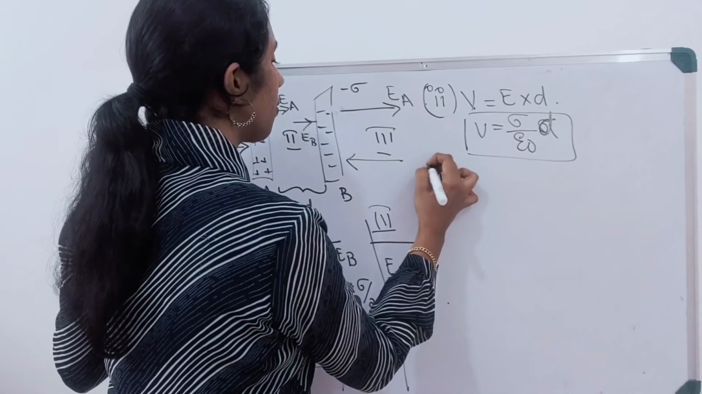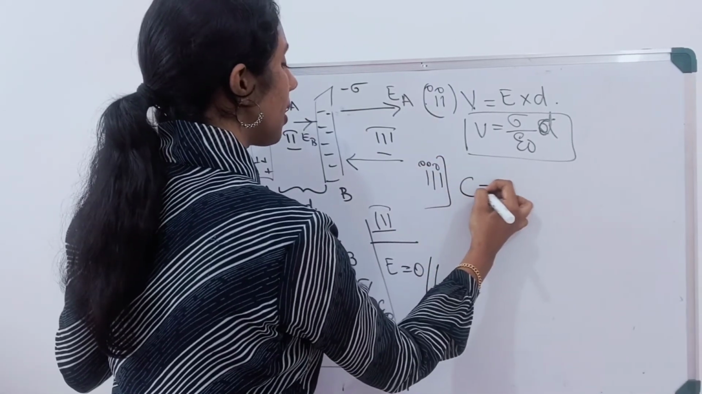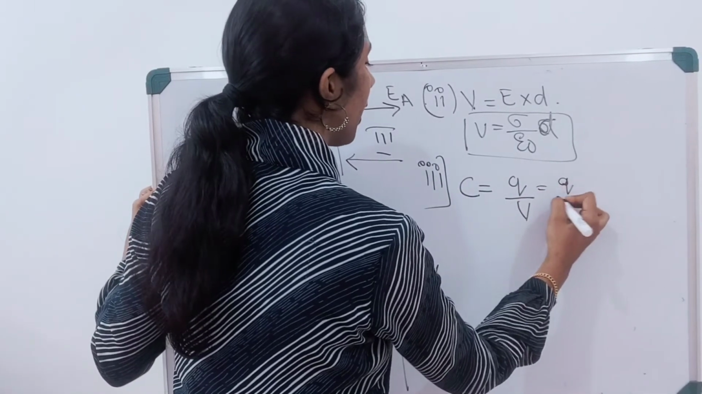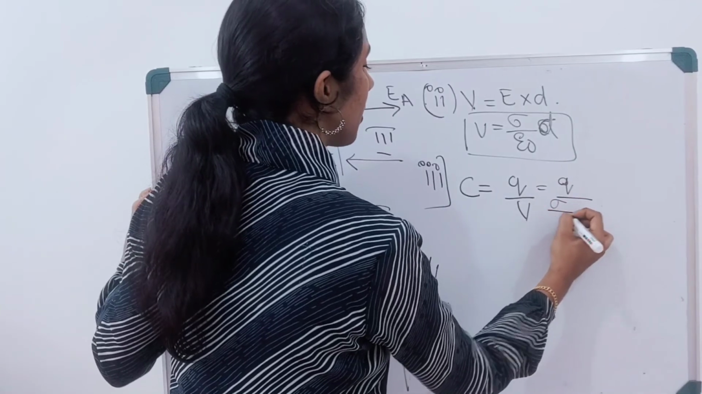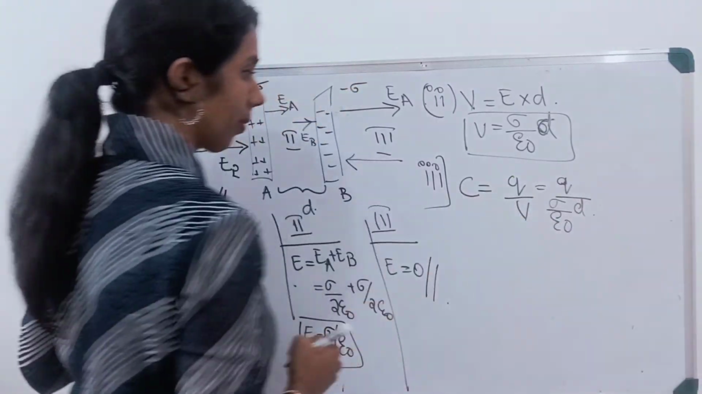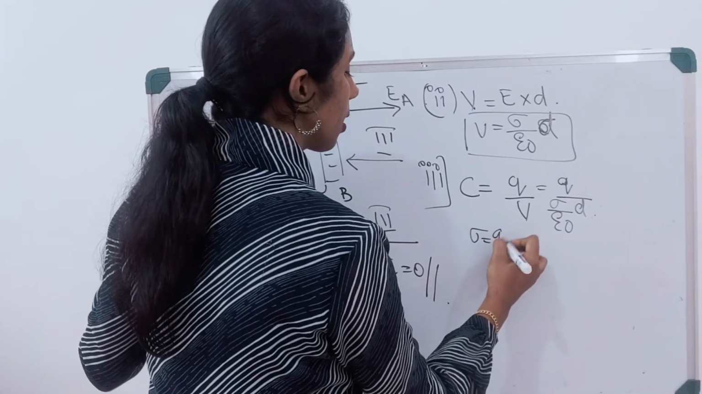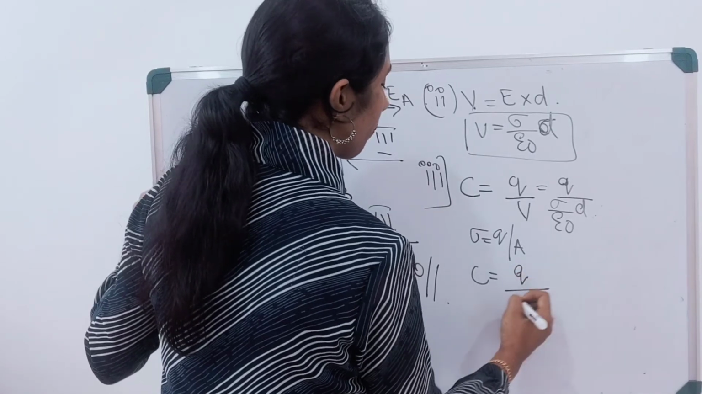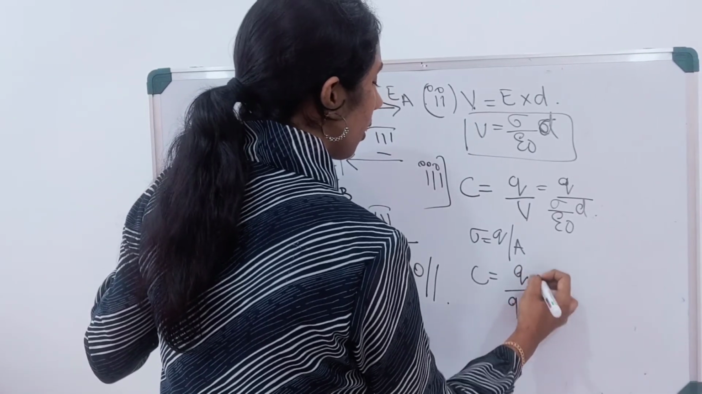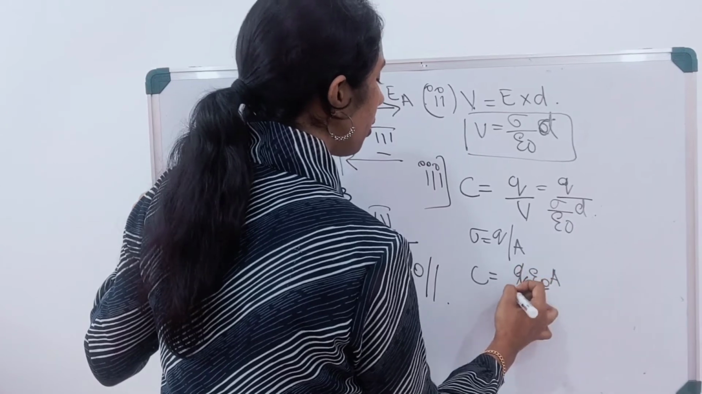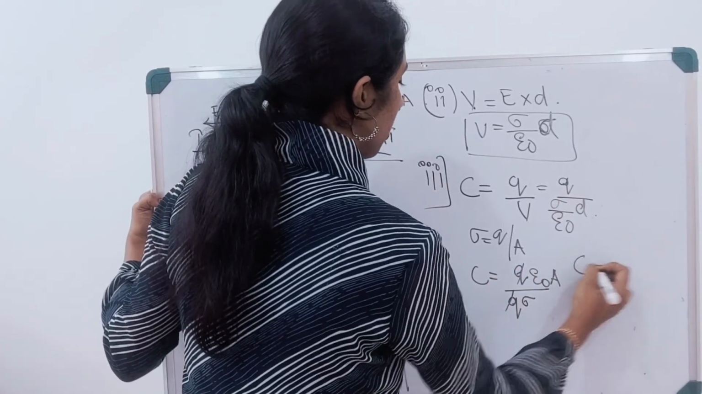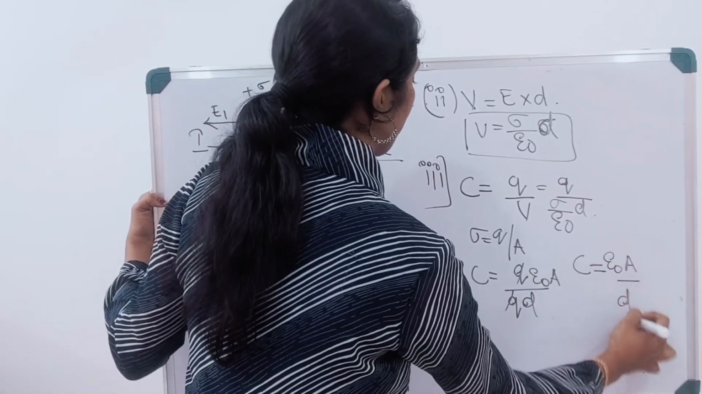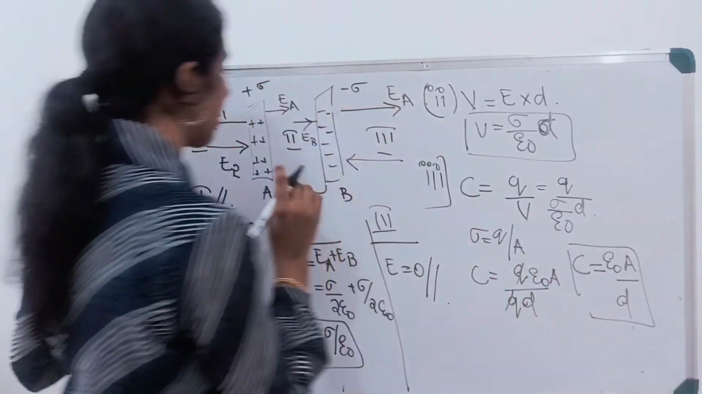Now the third part is to find the capacitance. Capacitance C is equal to Q by V. So C is equal to Q divided by, instead of V we can write sigma by epsilon 0 into D. Instead of sigma we can write Q divided by area. So C is equal to Q A epsilon 0 by Q D. Q cancels and we will get the equation as epsilon 0 A divided by D. So this is the expression for capacitance in between the region.